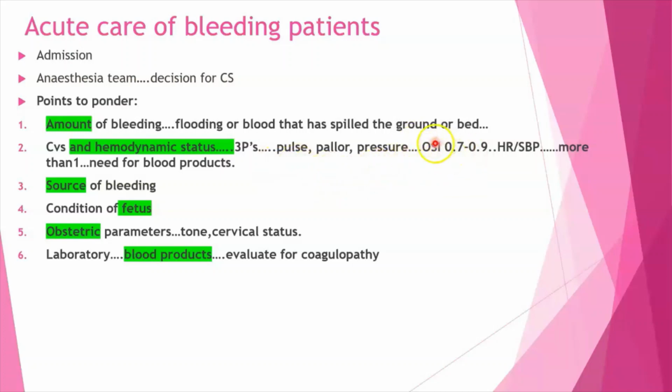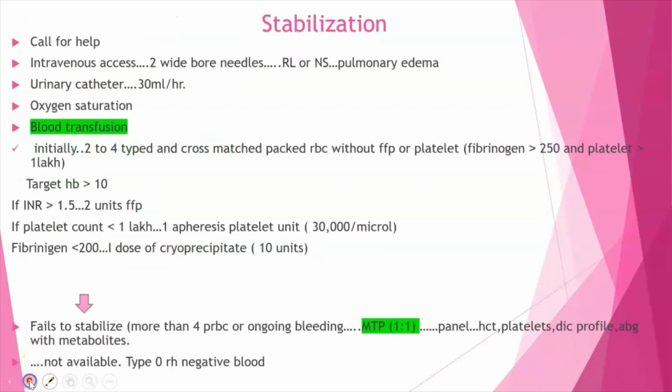An obstetric shock index, which is heart rate by systolic blood pressure. If it is more than 1, then we surely need blood products. Third, the source of bleeding. Fourth, the condition of the fetus. Fifth, obstetric parameters, that is the uterine tone, cervical status. And sixth, most important, we need to book the blood products and evaluate for coagulopathy.